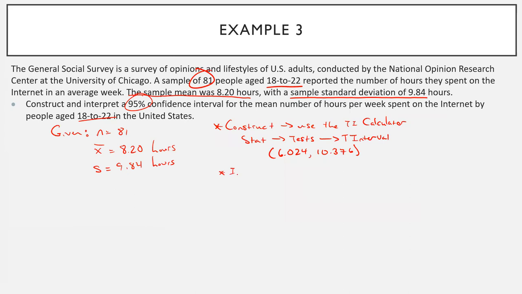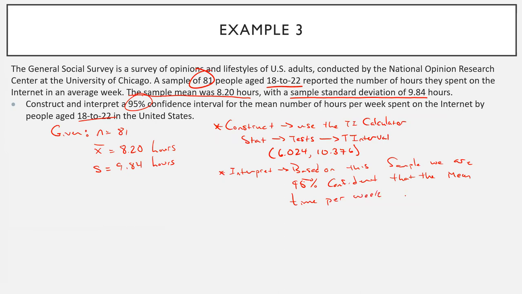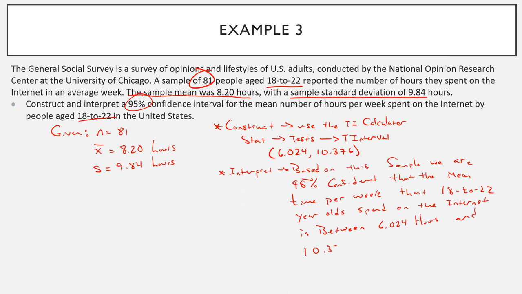So now we're ready to interpret it. Look, based on this sample, we are 95% confident that the mean time per week that 18 to 22 year olds spend on the internet is between 6.024 hours and 10.376 hours.